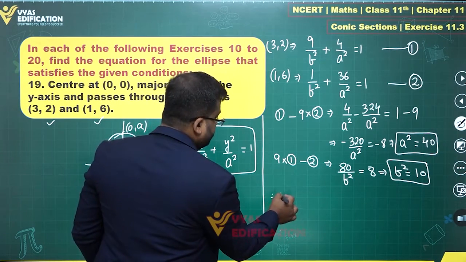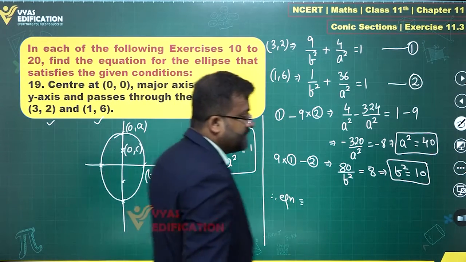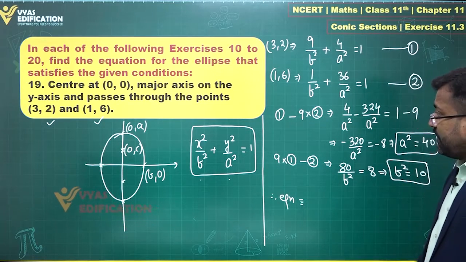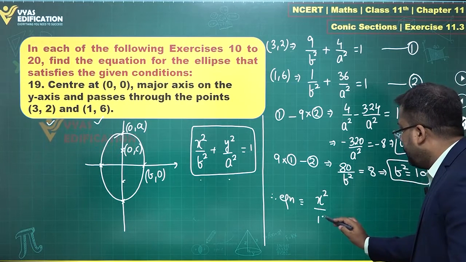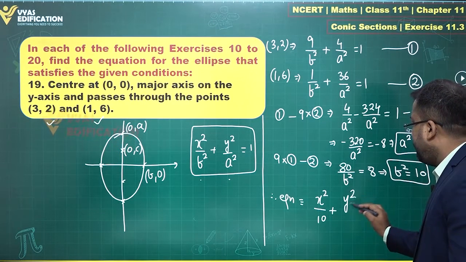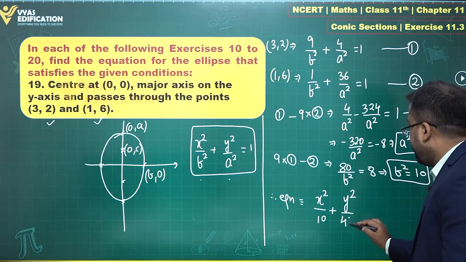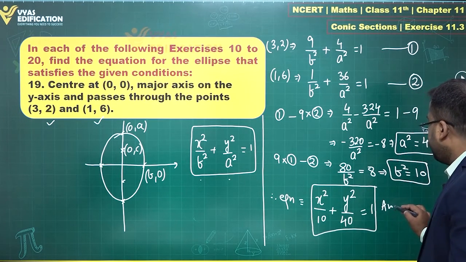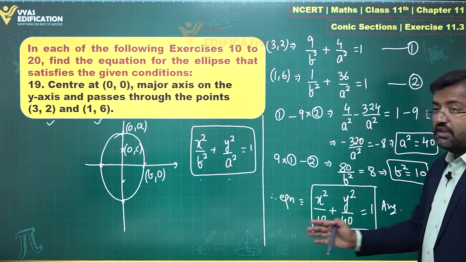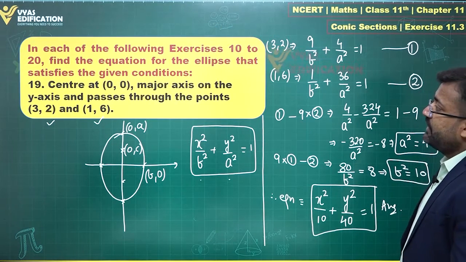Therefore, the equation of the ellipse will be x square upon b square plus y square upon a square is equal to 1. This is the required equation of the ellipse. That is the required answer for this 19th question, as you can see over here.